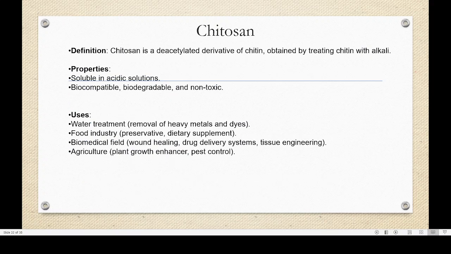Now we go to another slightly modified product of chitin. It's known by the name chitosan. Chitosan is a deacetylated derivative of chitin. That is, from chitin, the acetyl group is removed. It is a deacetylated derivative of chitin, obtained by treating chitin with alkali. That is, if you take chitin and mix it with alkali or boil it with alkali, it will be converted into chitosan. If there is any picture, I will show you how chitin and chitosan appear.